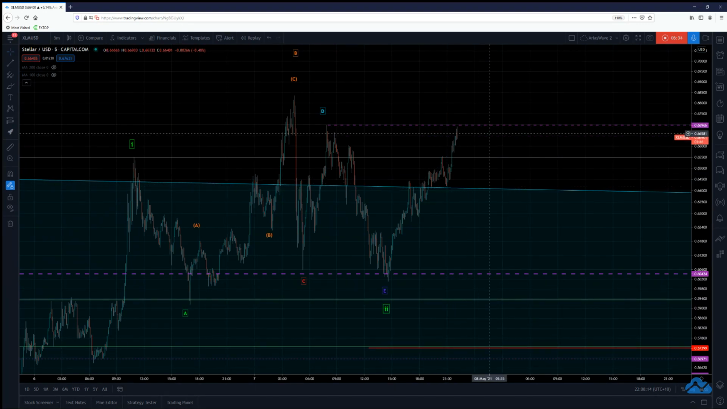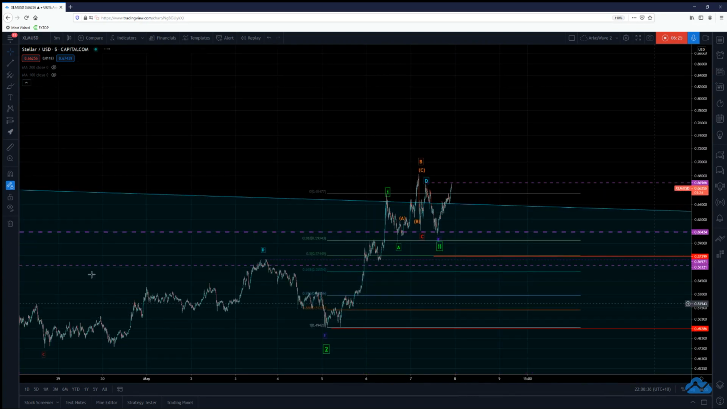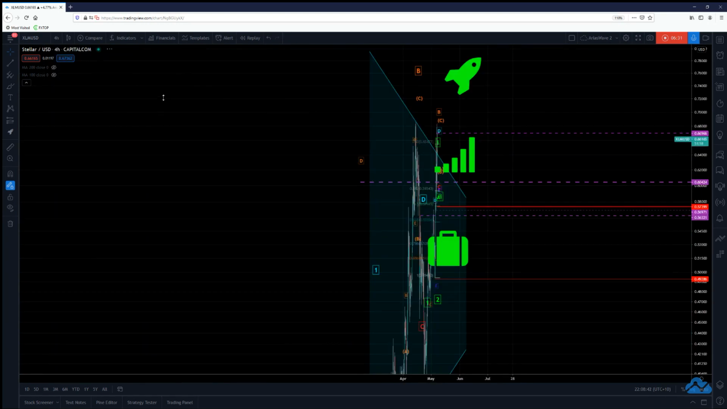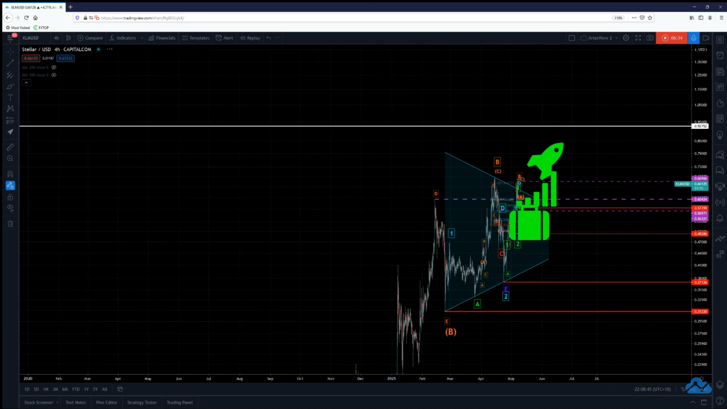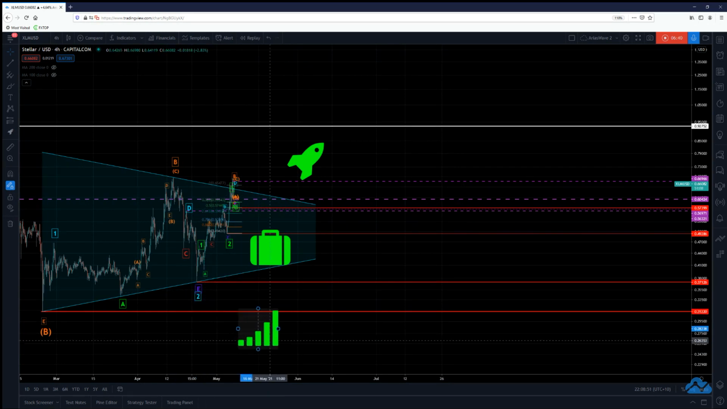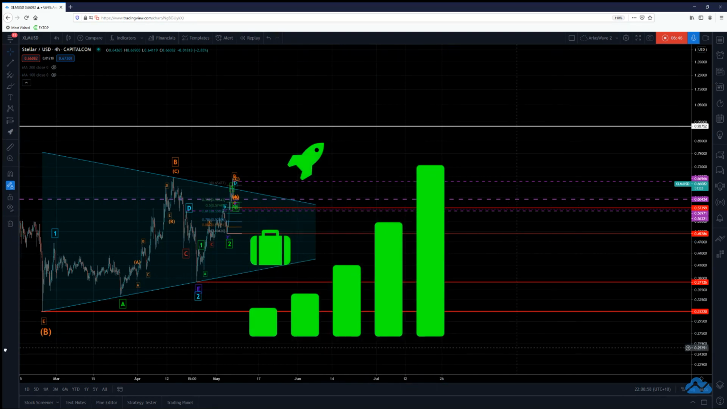I don't even need to say that this is going to break that magenta line, even though it basically is right there. It's going to smash through it. It's going to explode through that magenta line, and this thing's going parabolic. This is the point in time where you pull out your champagne, your briefcase, and your rocket. Load it up because it's coming. Get happy because we're going to see this type of expansive wave behavior.